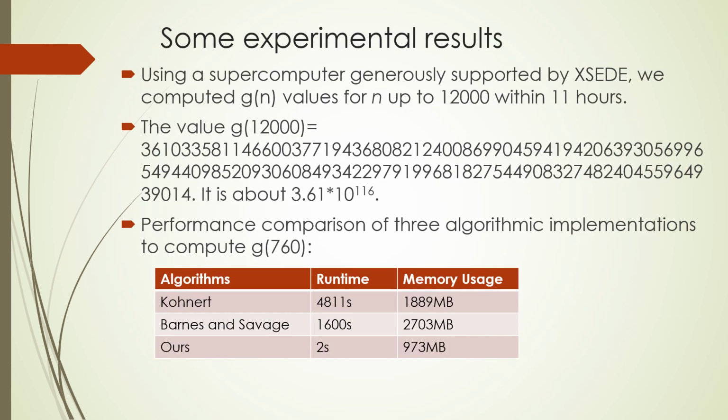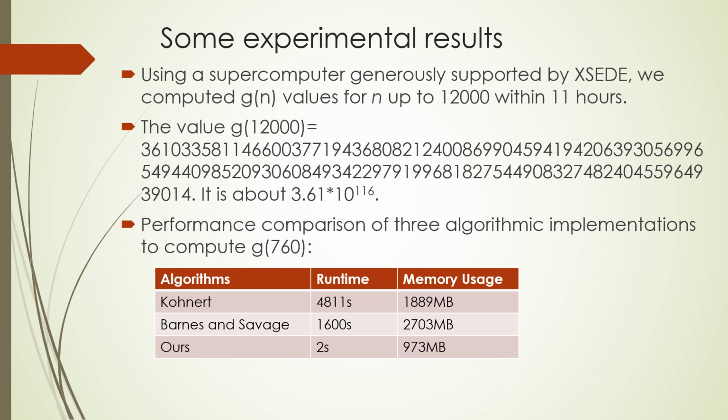So here we present some experimental results. With the general support of XSEDE, we use a supercomputer to compute all function values up to 12,000. The number of graphical partitions of 12,000 is about on the order of 10 to the power 116. It's quite a large number. And here we also listed the time performance comparison of the 3 algorithms: Kohnert's algorithm, Barnes and Salvador algorithm, and our improvement to Kohnert's algorithm.